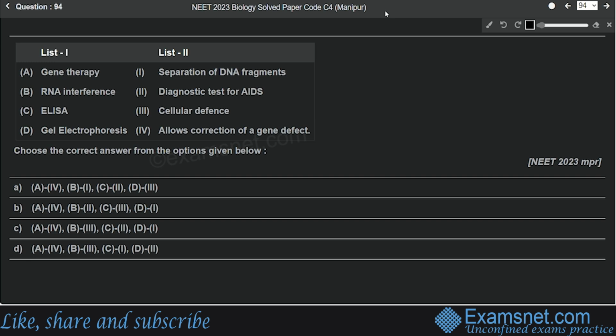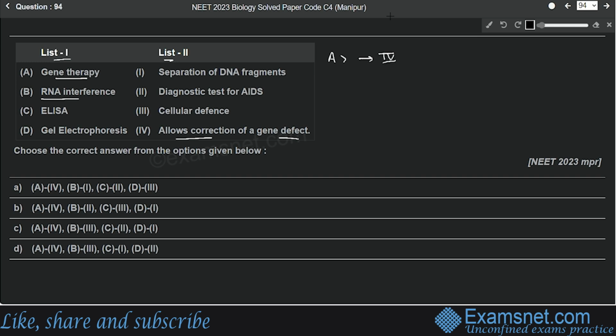Question number 94 is from the chapter Biotechnology and its applications. Here we have to match list 1 with list 2. So the first one is gene therapy. As the name suggests, it allows the correction of a gene defect. So A will be matched with number 4.